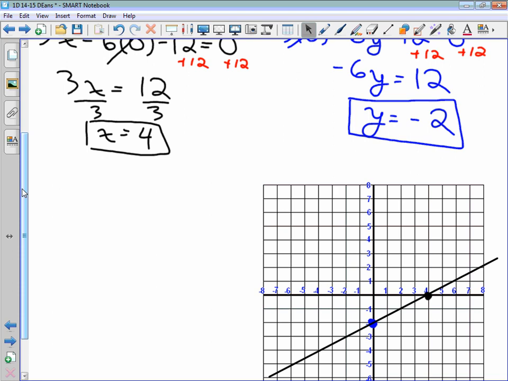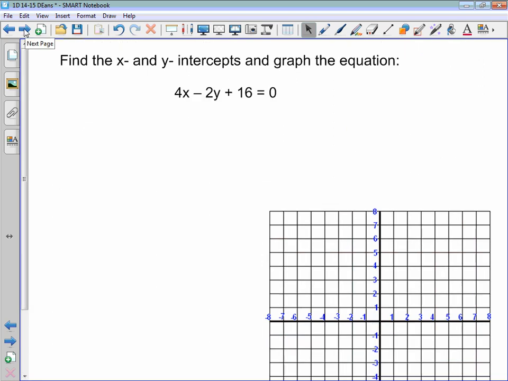Okay. So let's do one more example here. We'll do this one together. So again, they want us to find the x and the y-intercepts and graph the equation. Which intercept do you want to find first? Andrew, which one? You want to find the x or the y? So we're going to find the x-intercept.